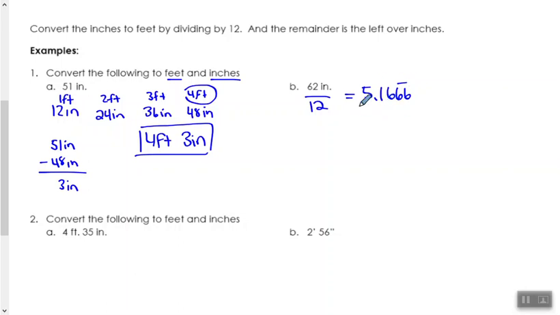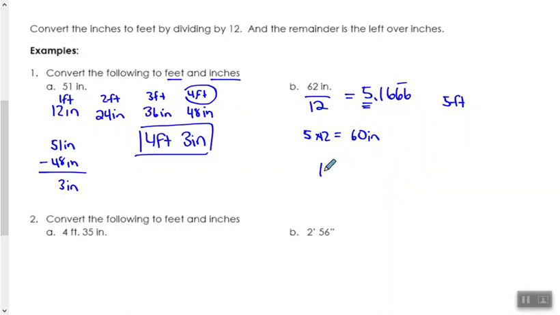Now, what this number means is I have 5 full feet and then a fraction of a foot. So I have 5 full feet. And now we need to figure out, well, how many inches are left over. So if I do 5 times 12 to see how many inches I actually have there, I get 60. So I have 5 feet is exactly 60 inches.